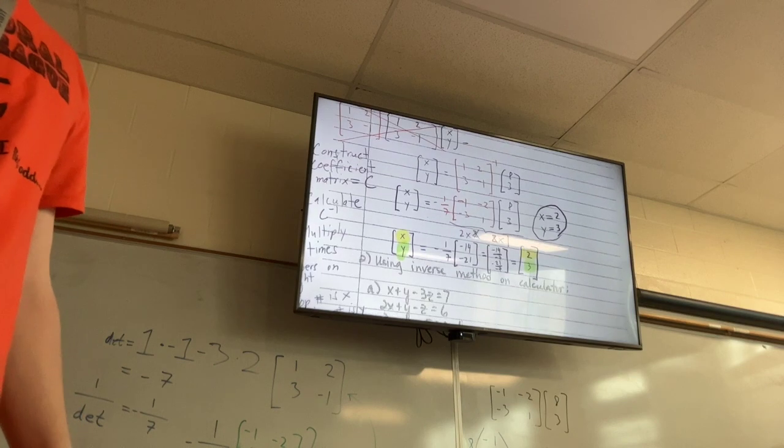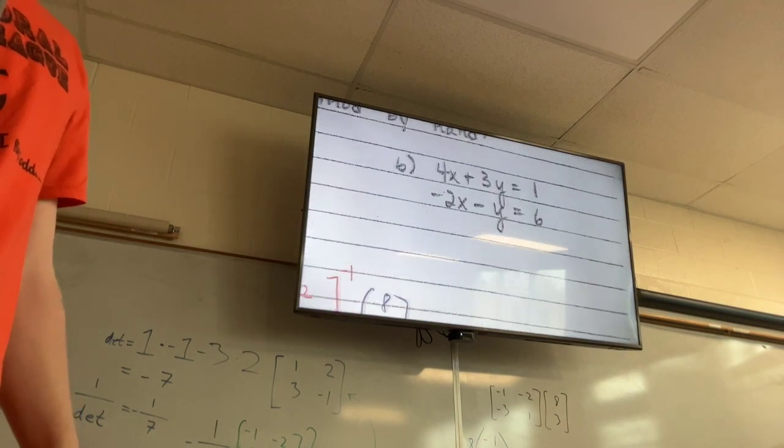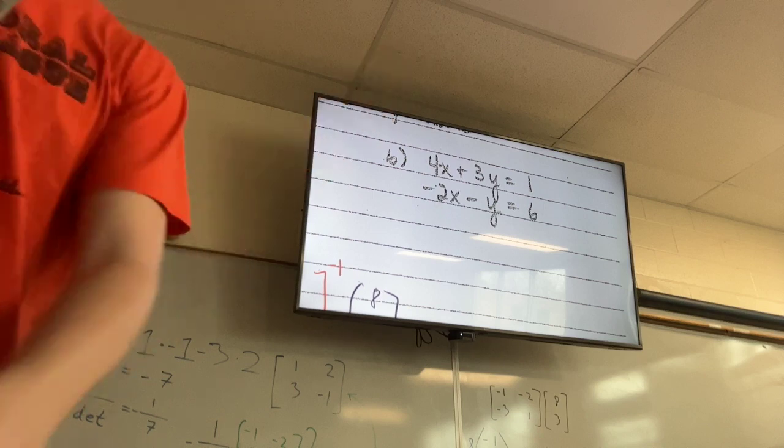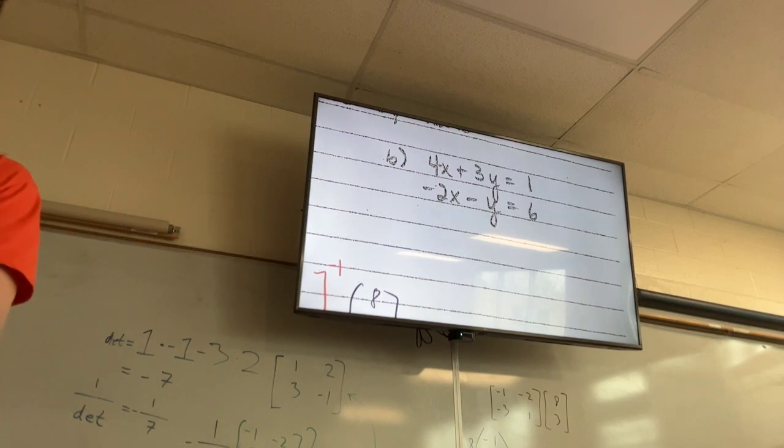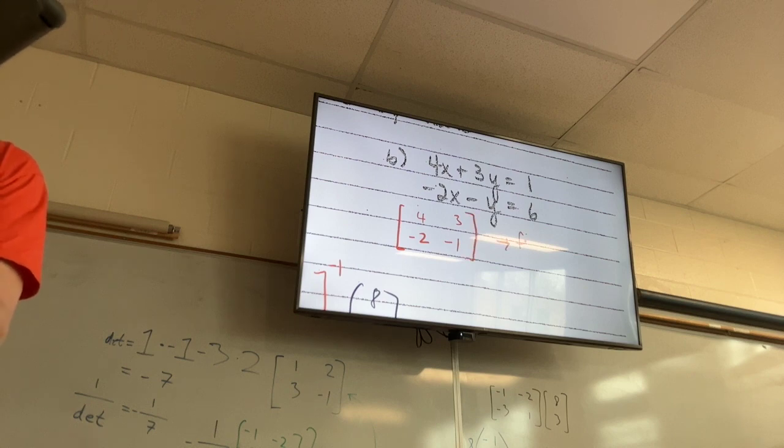All right, I'm going to move on. Okay, so let's move on to this next one, right? Step 1, we're going to construct the coefficient matrix. What is my coefficient matrix? 4, -2, 3, -1, right? And then we're going to find the inverse of it.